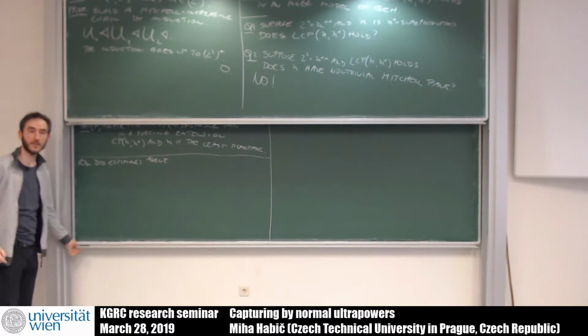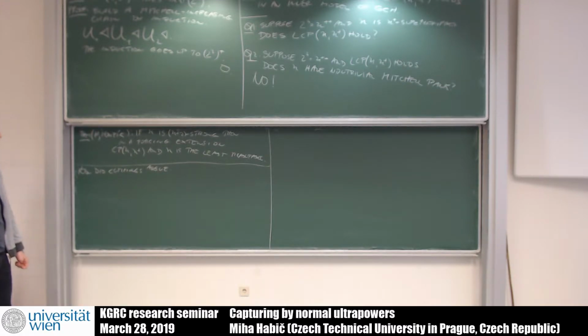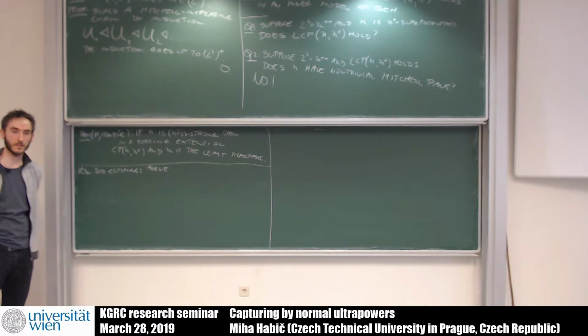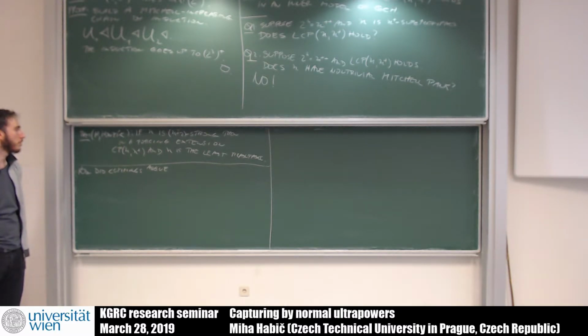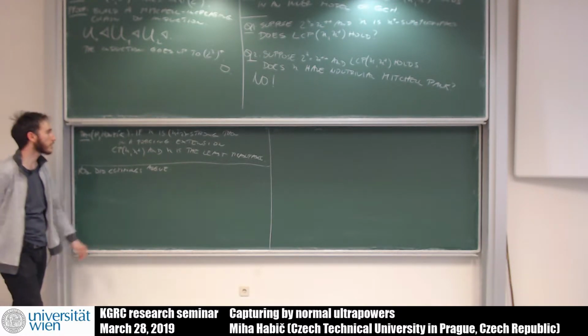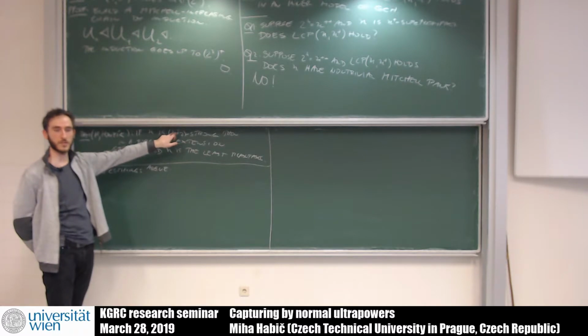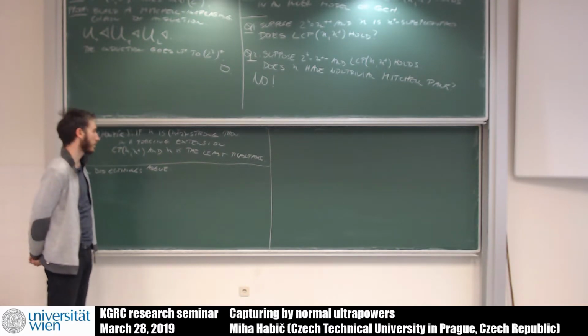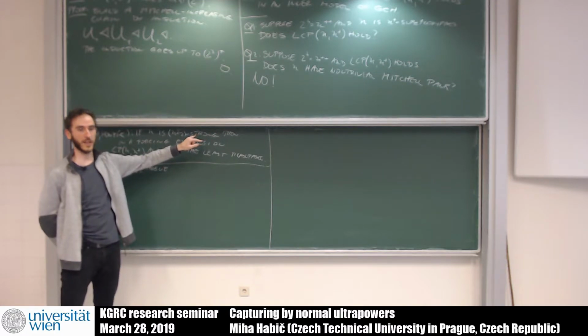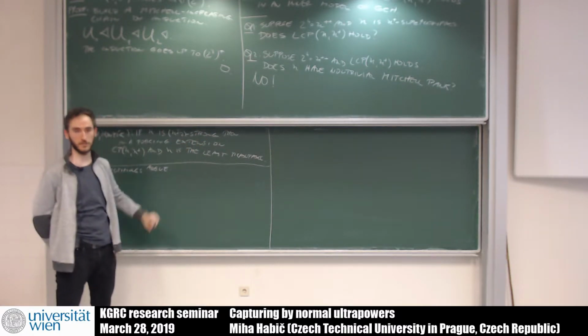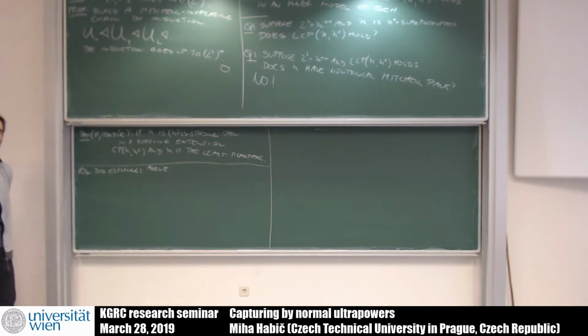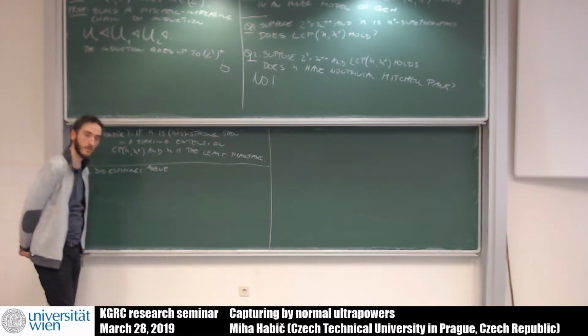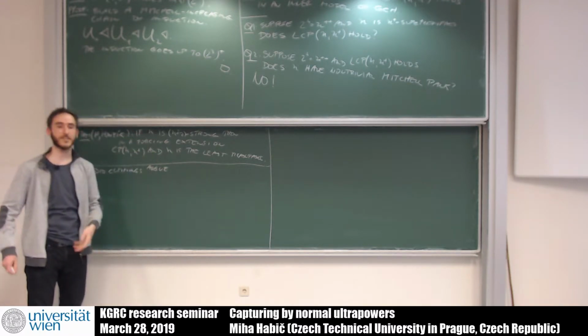Don't you want to assume GCH in the ground model before you start? I can force GCH. What's going to happen to the strength? Dangerous, right? Well, I don't think so, because this is already kind of immune to the GCH, because with kappa plus 2, I'm not capturing H of kappa double plus or something like this. I'm capturing all of V kappa plus 2. So if I force GCH, I don't think I break this at all. But if you want, you can throw in GCH to start with.